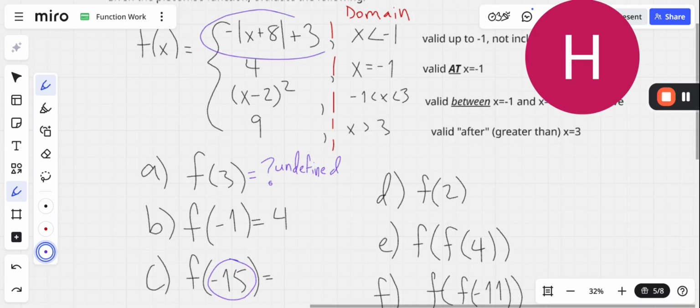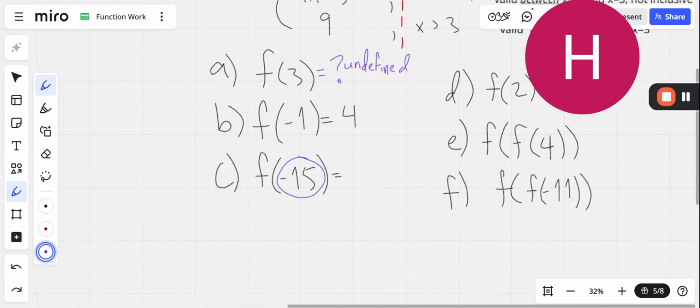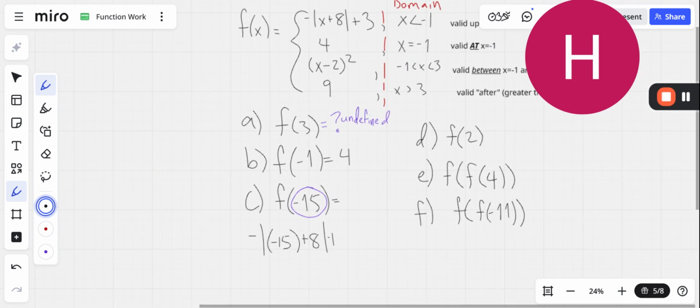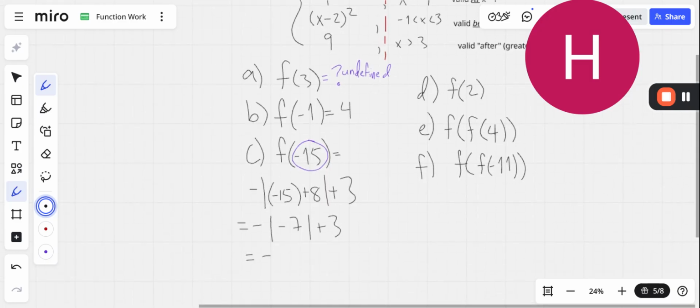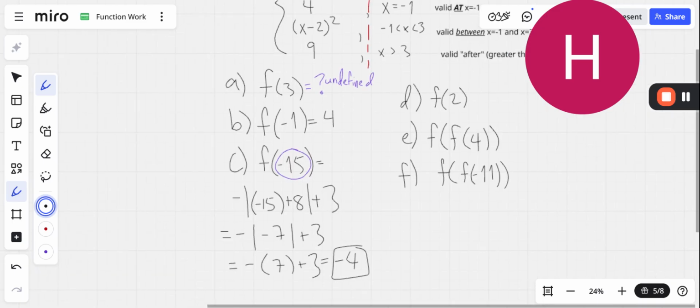How do we use the piece exactly? We plug the x value in. So let's see what that's going to look like. There we go. And of course, this is equal to negative absolute value of -7. Well, the absolute value of -7 is just 7, but since there's a negative in front of that, our answer will be -4. Okay? All right, we're moving now.